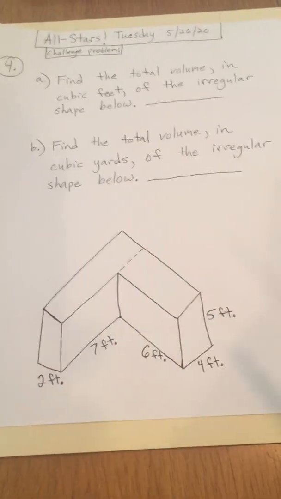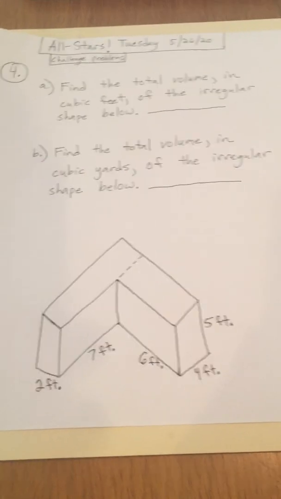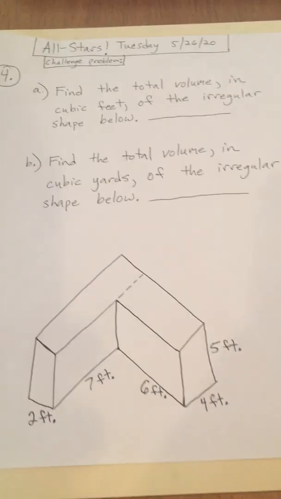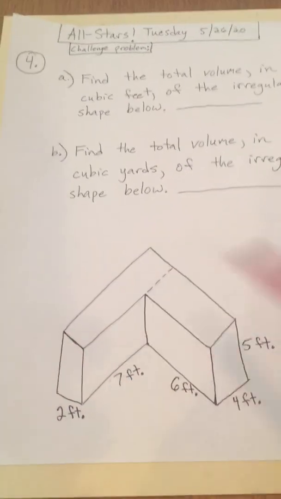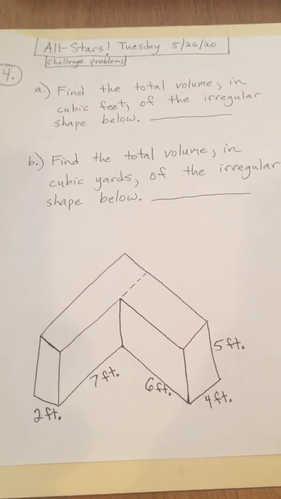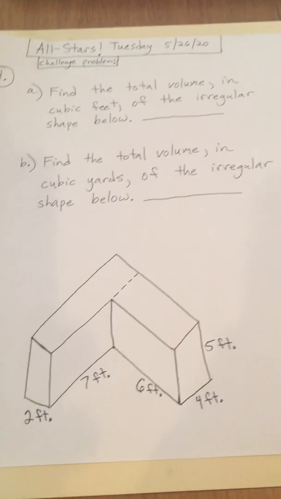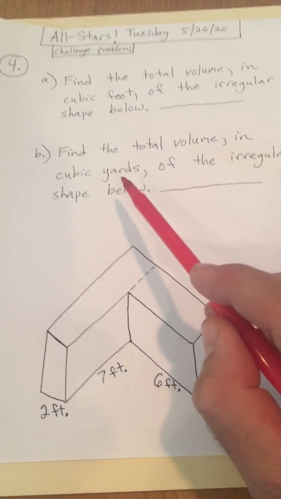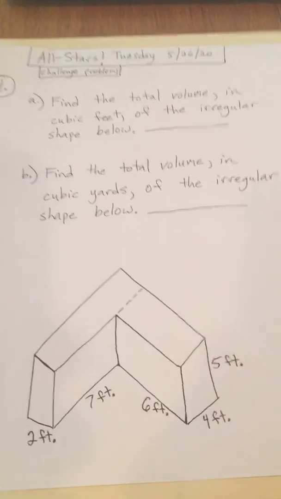We have this image, which I was able to draw today, so I tried my best. But you can refer to the one on your paper because it's a little more accurate, just like the lines being a little straighter and things like that. Okay, let's go to A. Find the total volume in cubic feet of the irregular shape below. And part B says find the total volume in cubic yards of the irregular shape below.